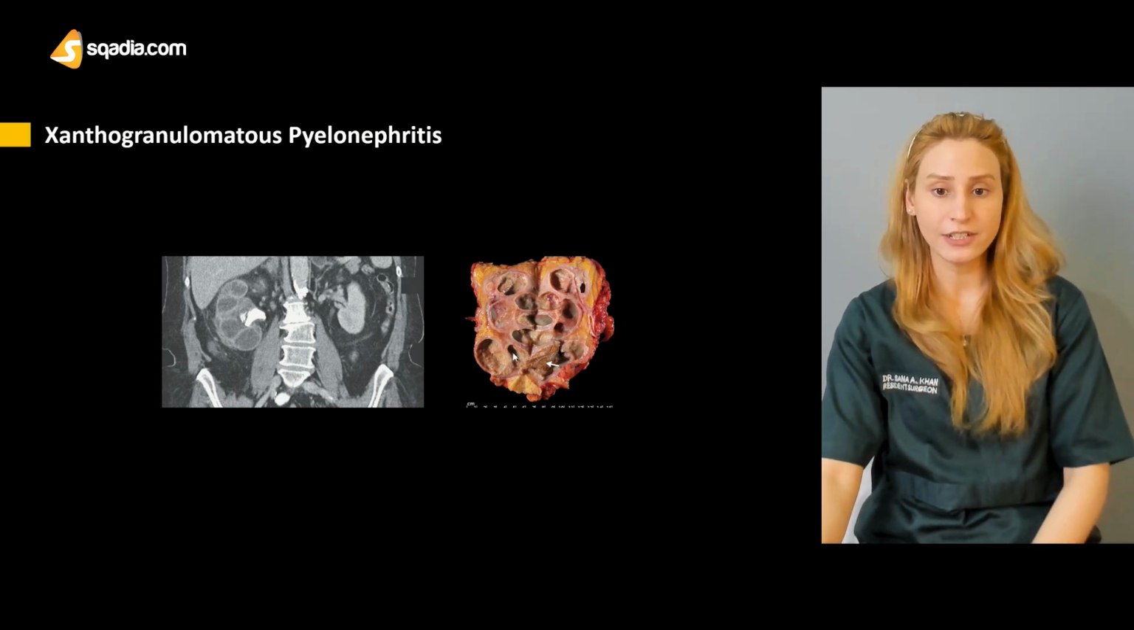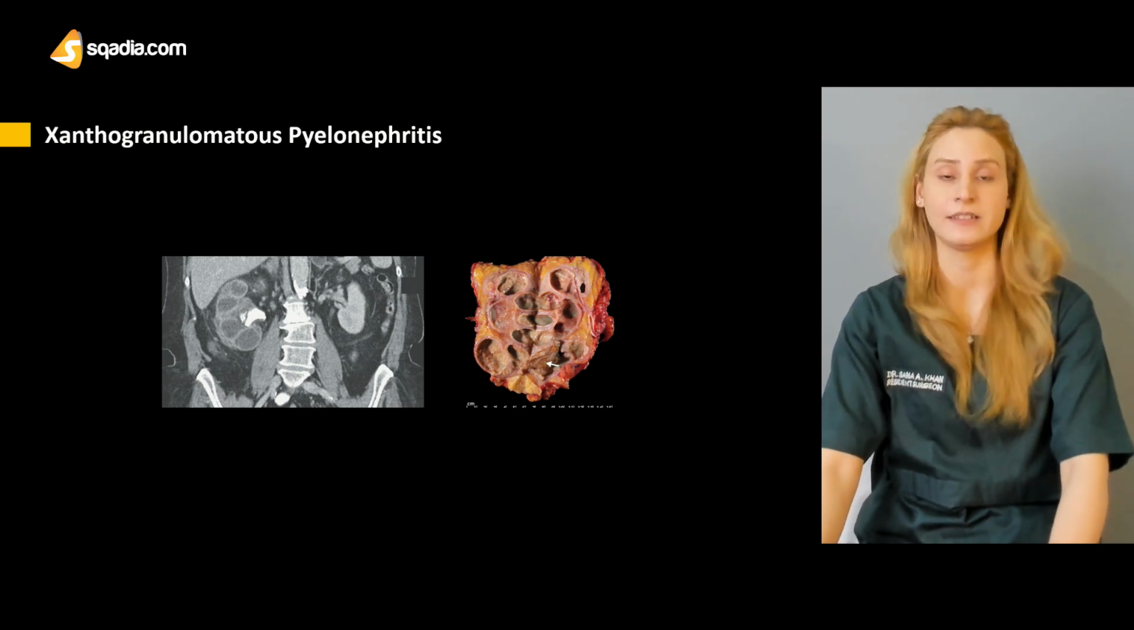the large granulomatous lesions which are present in the renal pyramid. So this is the cross-section which is showing these xanthogranulomatous lesions and large granuloma formation with extensive scarring and fibrosis of the kidney, and there is no other option left other than nephrectomy.